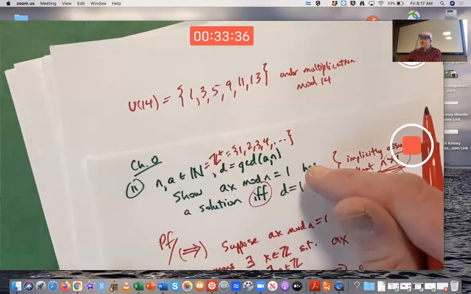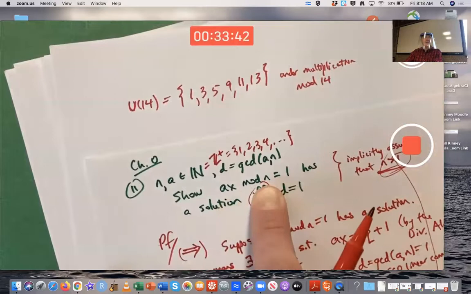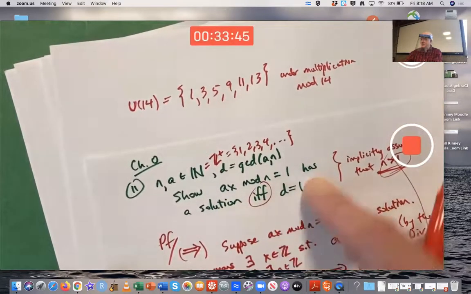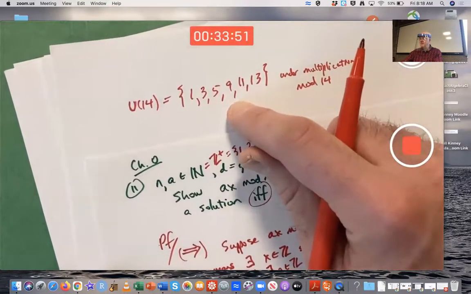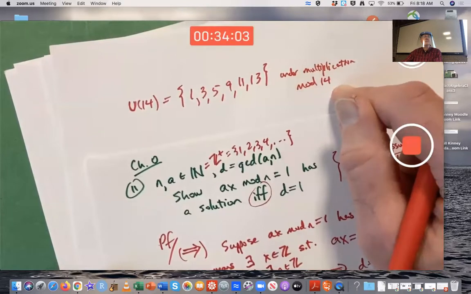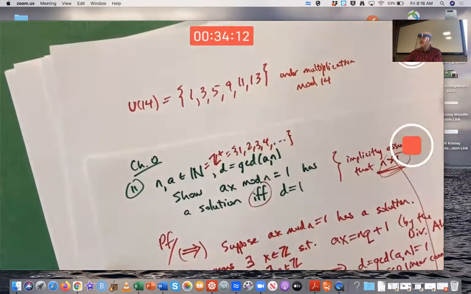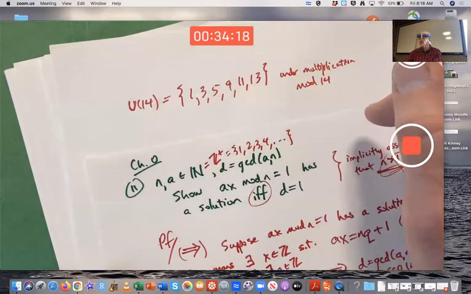So we've got a solution. A has an inverse x in Un if and only if d is 1, the GCD of a and n is 1. So that's why I need to pick the positive numbers that are relatively prime to 14 to be the elements of U14. I pick something else like 10 or something, it's not going to have a multiplicative inverse mod 14. There's nothing you can multiply 10 by to get a remainder of 1 when you divide by 14. There's also nothing you can multiply 7 by to get a remainder of 1 when you divide by 14. I mean, 14 is a multiple of 7, so that should make sense.